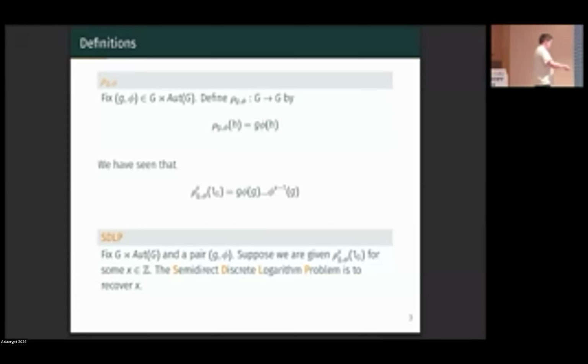And the semi-direct discrete logarithm problem is to work out how many times you applied this function. And notice also that this is defined for any group, right? So there's a large variety of problems that we could get.